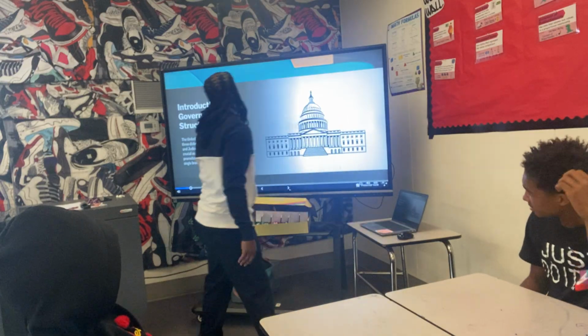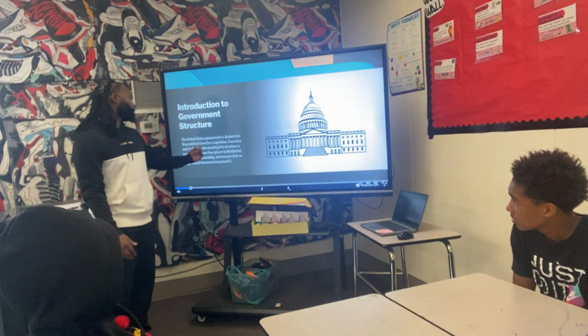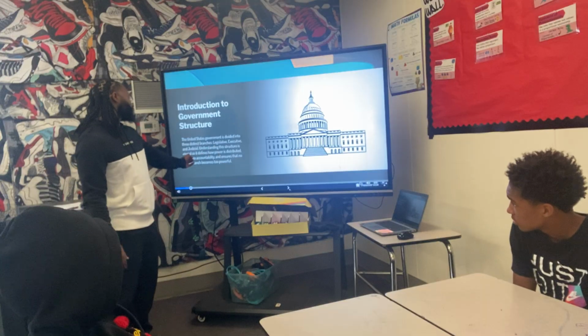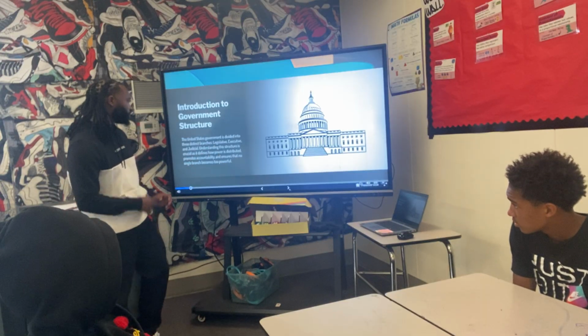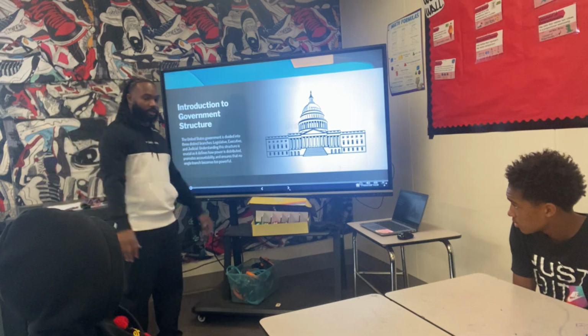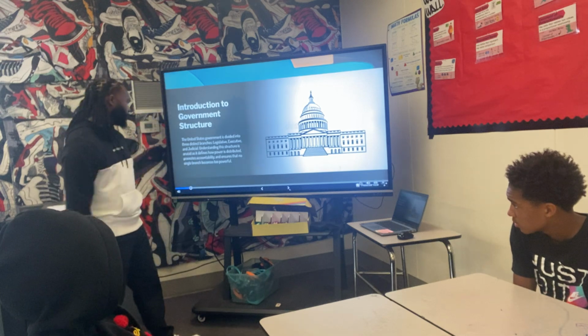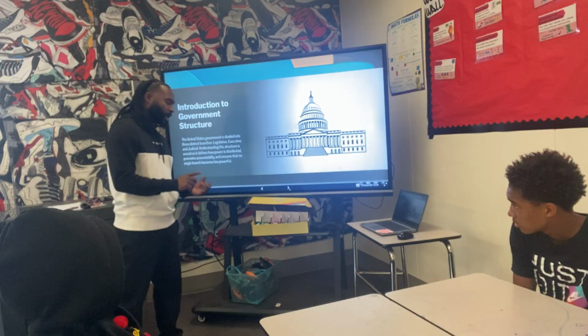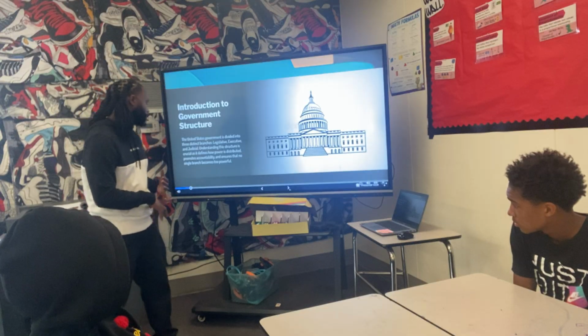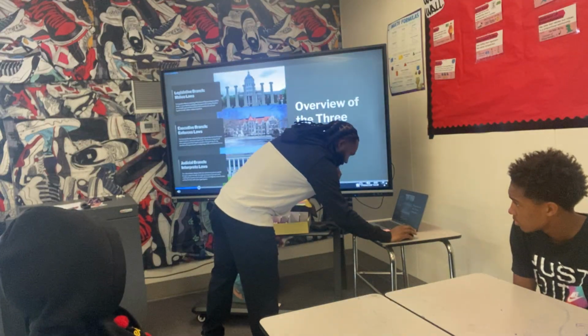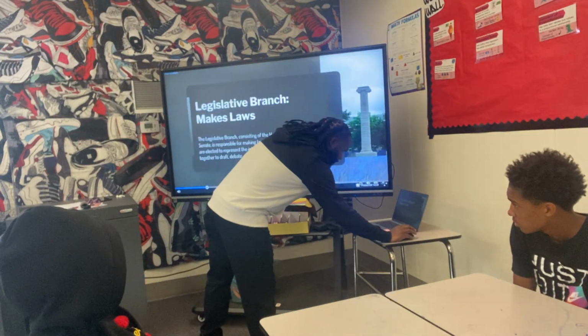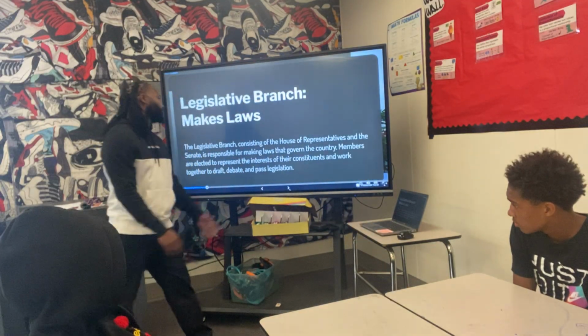All right, just like we said, the United States government is divided into 3 distinct branches: the legislative, executive, and the judicial. Understanding this structure is crucial as it defines how the power is distributed throughout the 3 branches, how it promotes accountability, and like I said, no one gets too much power. Here's an overview. First, we're gonna start off with the legislative branch.